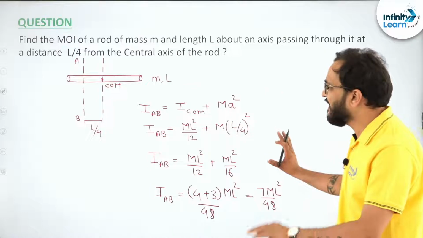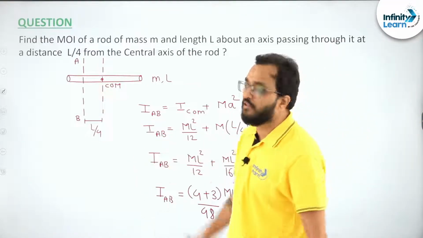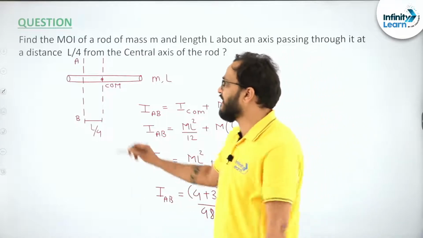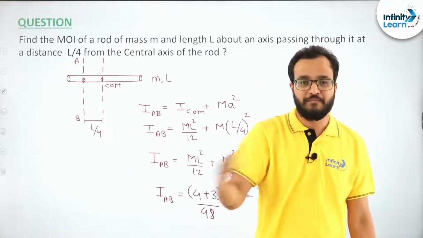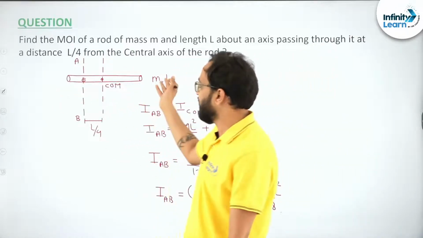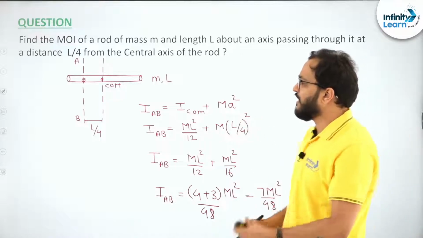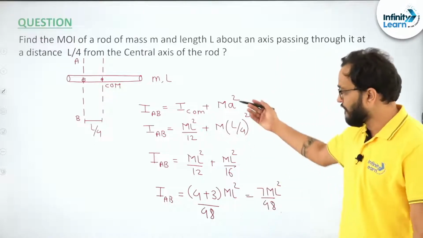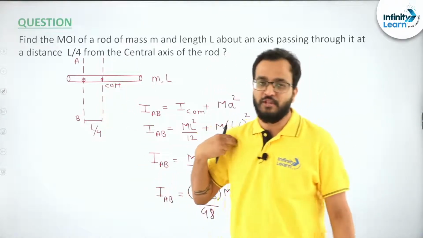Okay, so this is a very simple concept. We just found out how to find the moment of inertia, because otherwise what would you have done? You would have started integrating it, from minus L by 4 to plus 3L by 4, like that. You would have integrated and solved it. Instead of doing that, don't you think it's a wonderful method we have right now? Because about this central axis, we already know the moment of inertia.